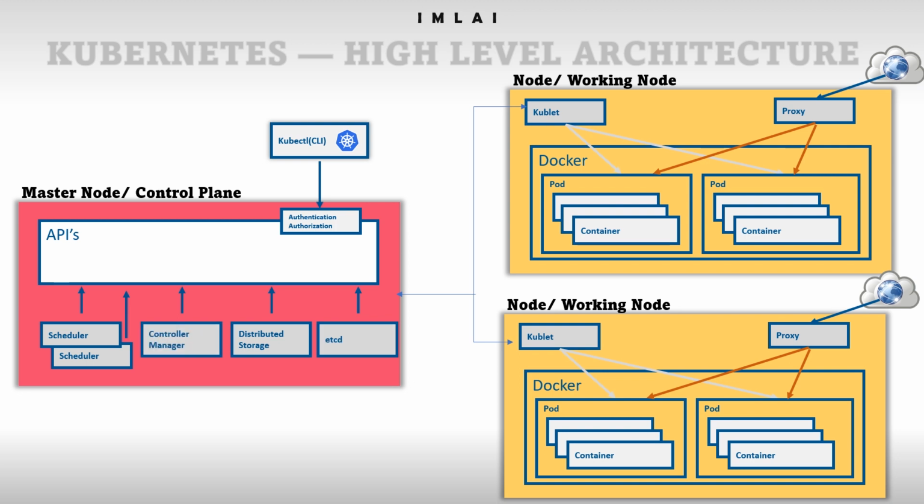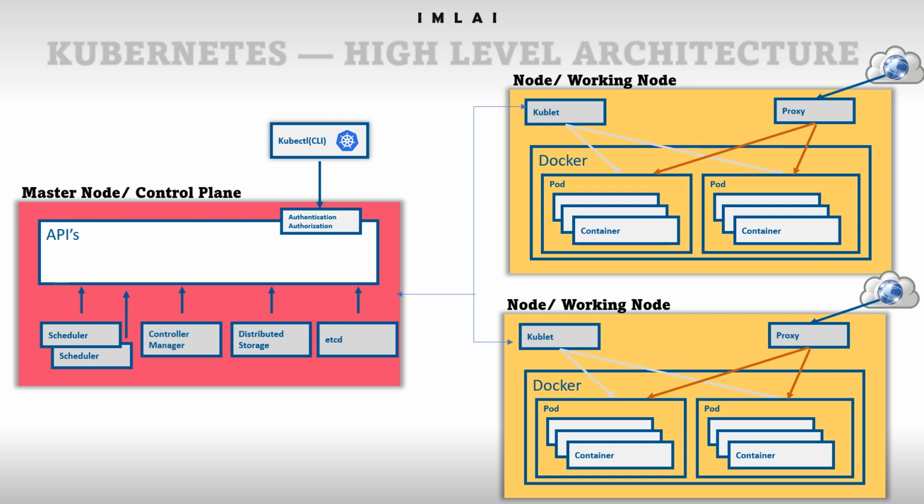The node controller is responsible for noticing and responding when nodes go down, and the job controller watches for job objects that represent one-off tasks, then creates pods to run those tasks to completion. Then the endpoint slice controller populates endpoint slice objects to provide a link between services and pods, and the service account controller creates default service accounts for new namespaces.